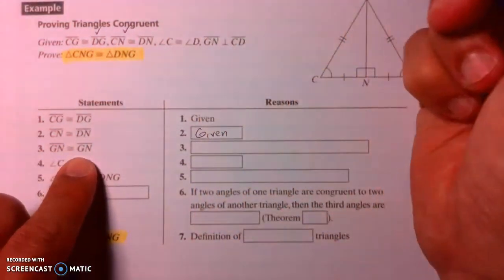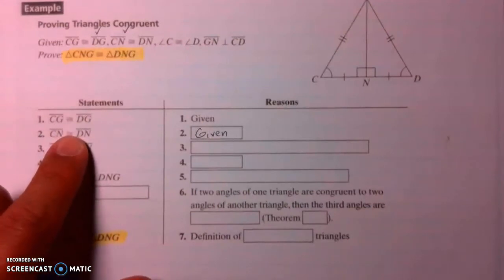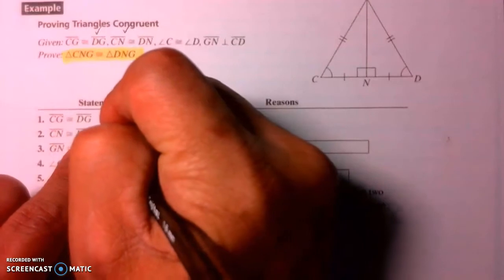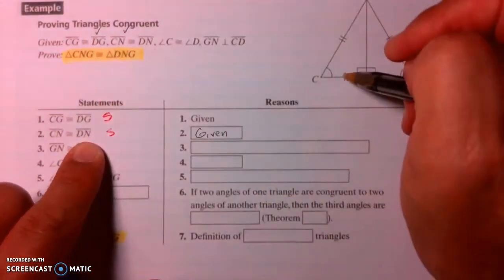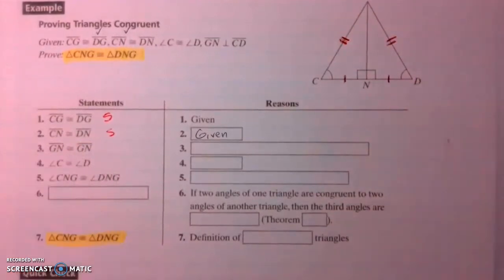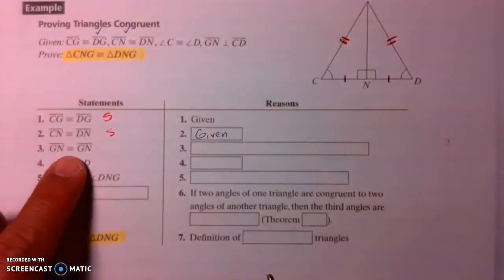GN is equal to GN. Well, before I even go to this one, now this is a side length, so I'll put an S there for side. This is also a side length, so I'll put an S there for side. You can see the tick marks here. So that means I have 2 of the sides based on the first 2 steps. So I want the third side length to be congruent.